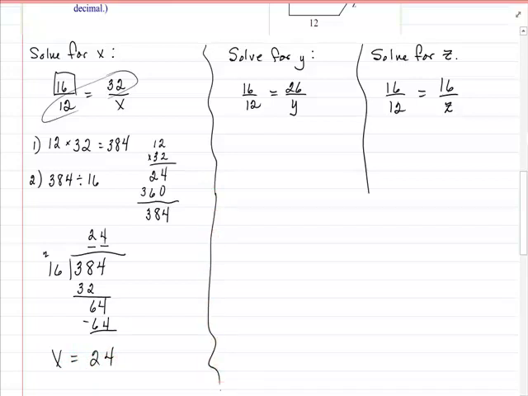Now let's solve for y. I have a slightly different cross product. Step number 1, I have 12 times 26. All right, 12 times 26. 6 times 2 is 12. Carry the 1, that's 7. 2 times 2 is 4, and that's a 2. Add for 2, 11, 312.